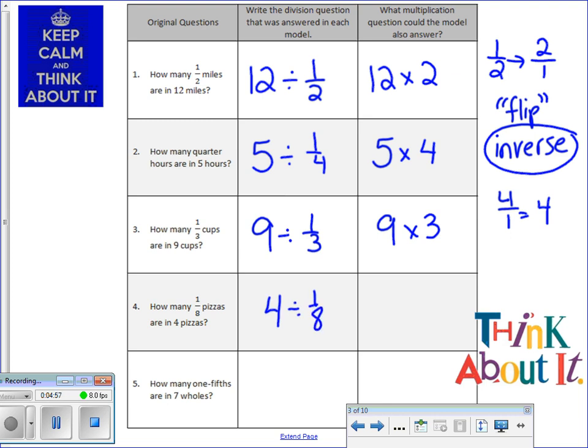So we had 4 pizzas, and we had to figure out how many slices. So 4 divided by 1/8, which is the same thing as 4 times 8, right? 4 slices times 8 slices per pie. So, Grace, you see how that's the same thing? If we had 4 pizzas and we divided them into 1/8, well, 4 pizzas times 8 slices, so it does mean the same thing.